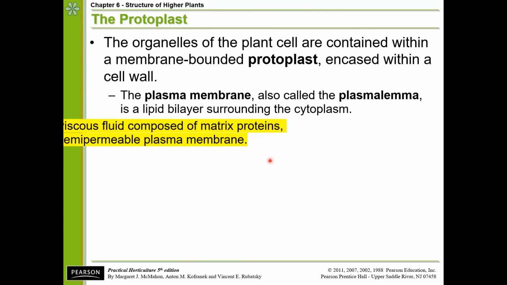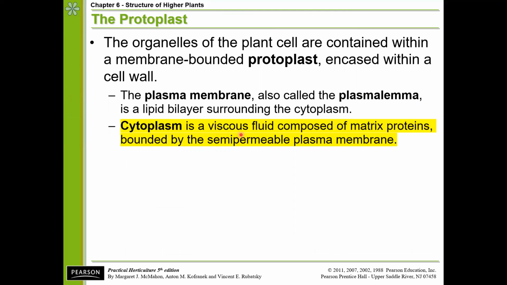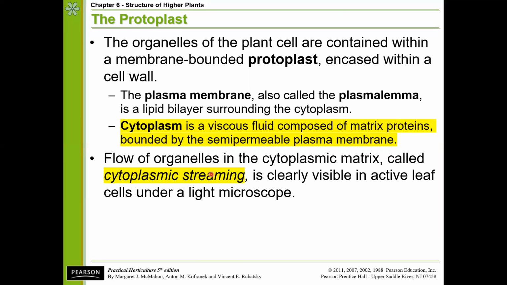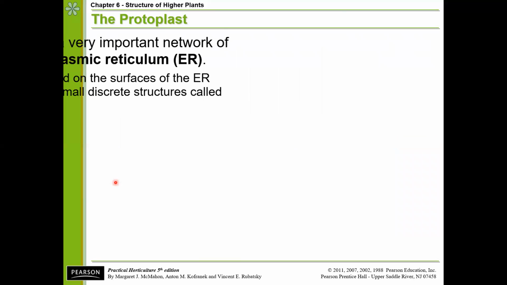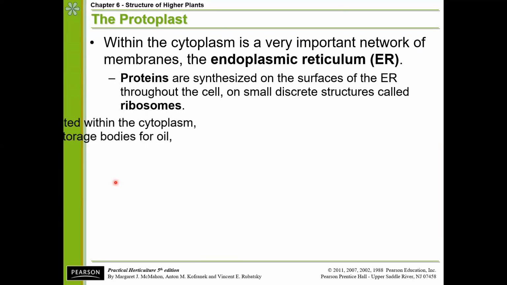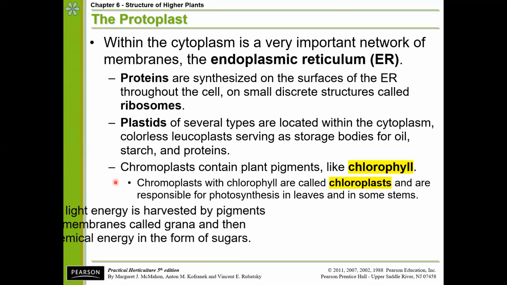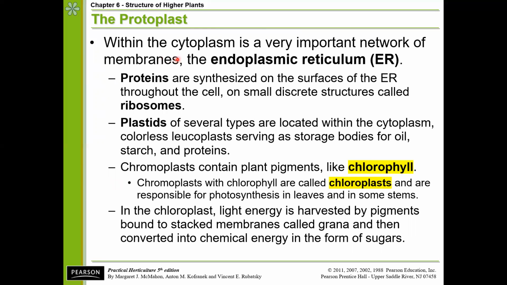So again, the cytoplasm is this viscous fluid, and it is composed itself of proteins, and it's bound by a membrane that is also composed of these matrix proteins. And we have this movement of the organelles within, and we call that cytoplasmic streaming. So looking at a few of these in a little bit more detail. Again, I don't think you necessarily have to memorize all this, but you probably talked about the different organelles in your biology classes before.